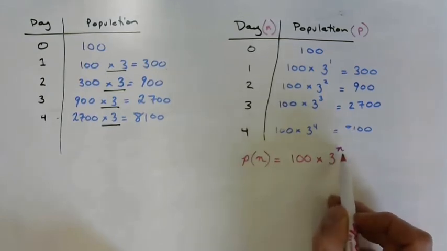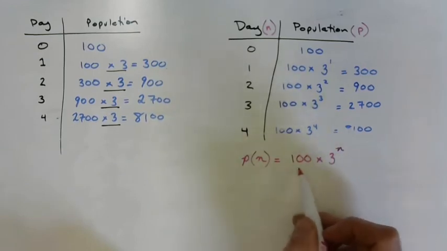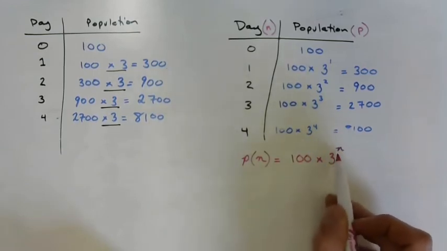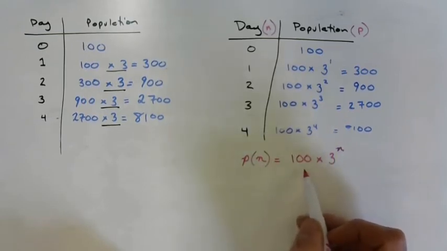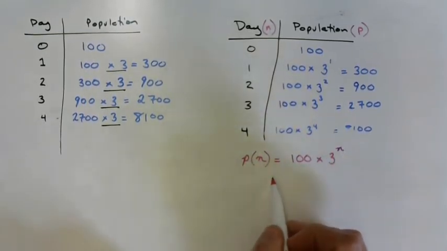So if you're looking for the 8th day, the number of bacteria on the 8th day, you just have to sub in n equals 8. You do 3 to the power of 8 times it by 100. And this is the population on that day.